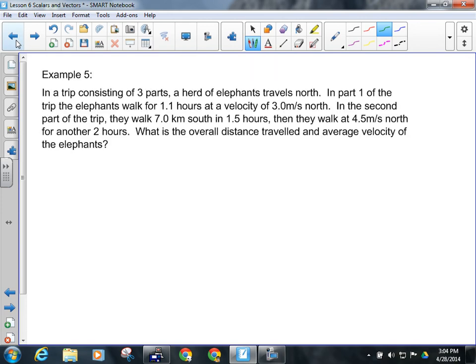Okay, so we got this herd of elephants. And in a trip consisting of 3 parts, they end up traveling north. We don't know how far. In part 1 of the trip, the elephants walk for 1.1 hours at a velocity of 3 meters per second north.